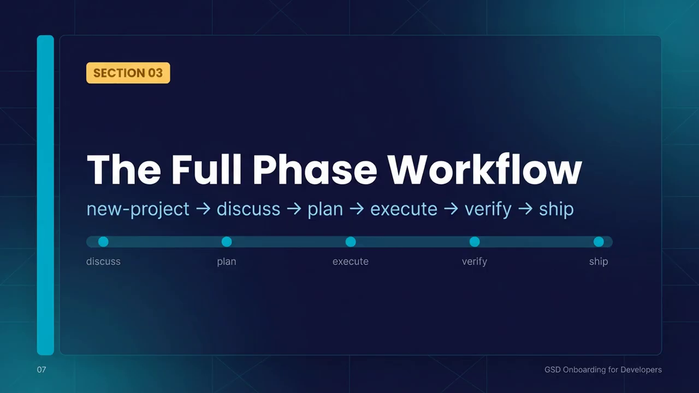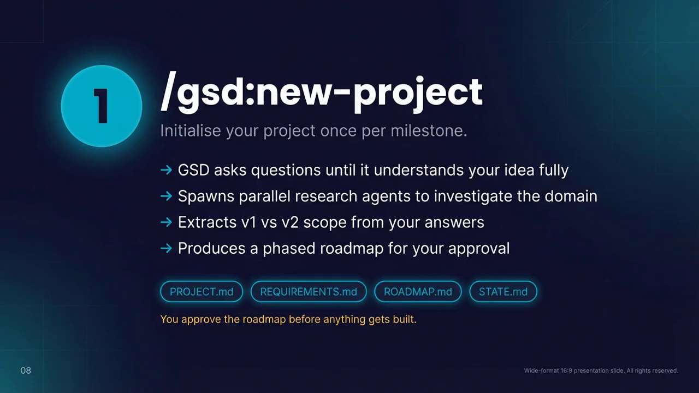Section 3. The full workflow. This is the core of GSD. 6 steps, repeated for every phase. We'll go through each one in detail. New project is your kickoff command. Run it once per milestone, not once per session.